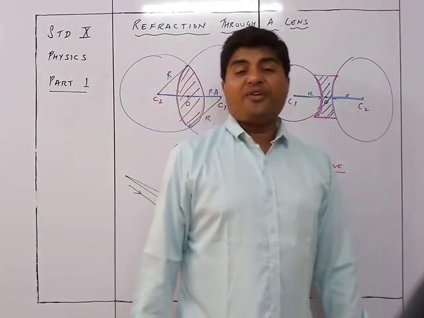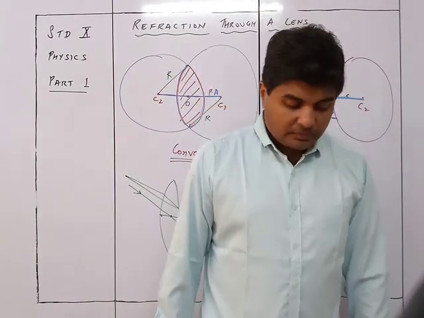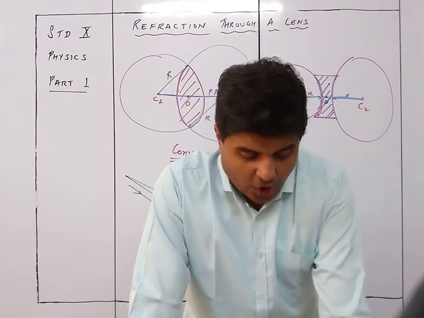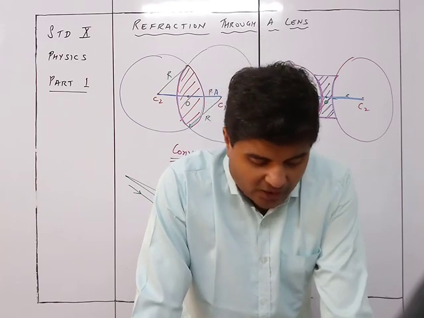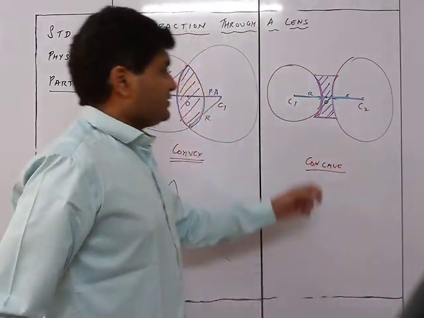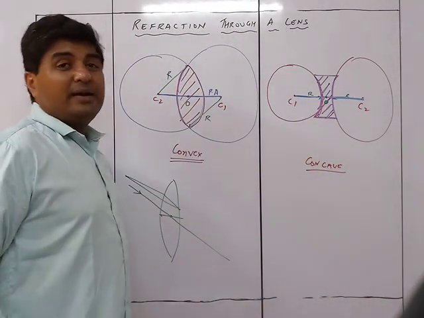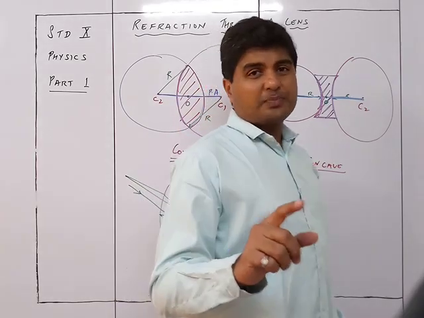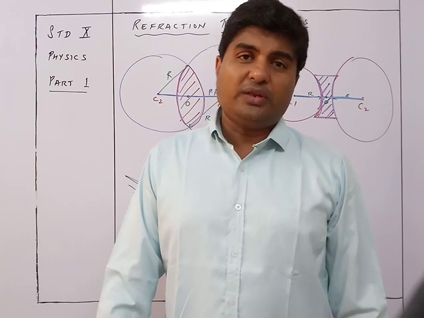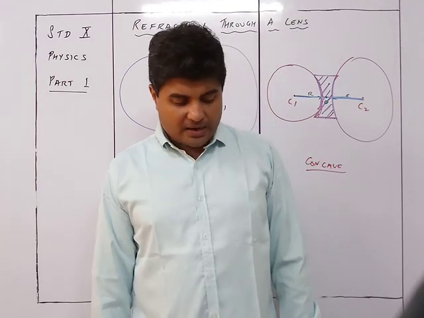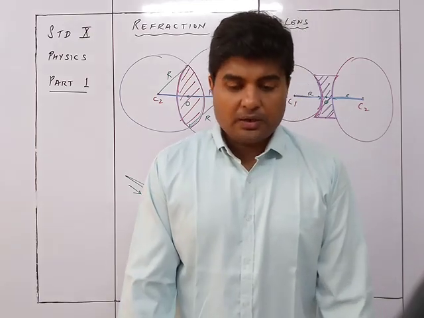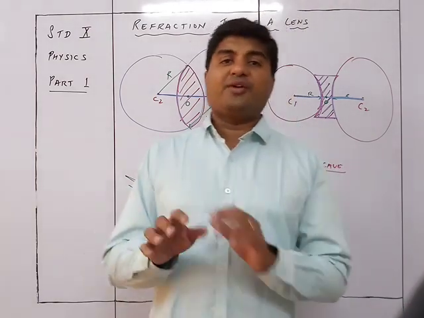That's why we define the optical center of a thin lens as a point on the principal axis of the lens such that a ray of light directed towards it passes undeviated through it. So that is how we define the optical center. Think of it as a point where no refraction takes place.